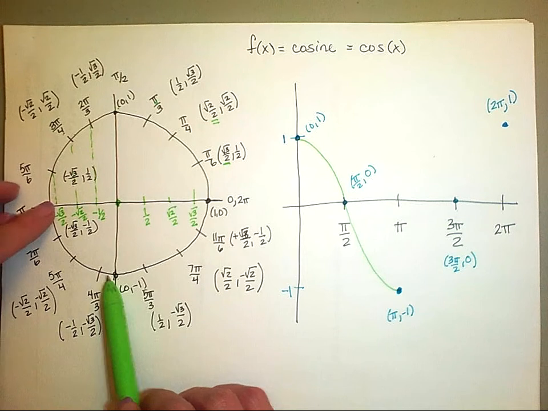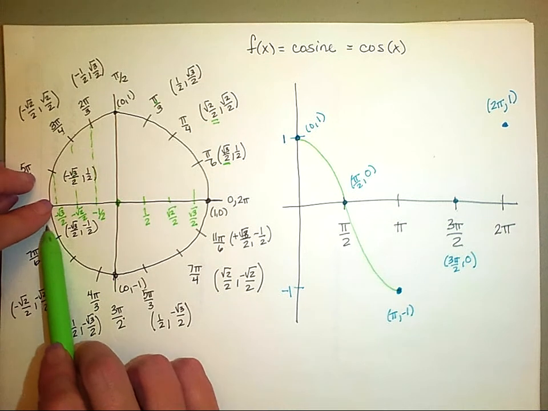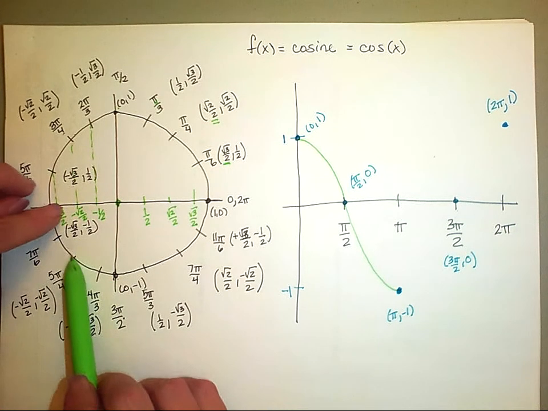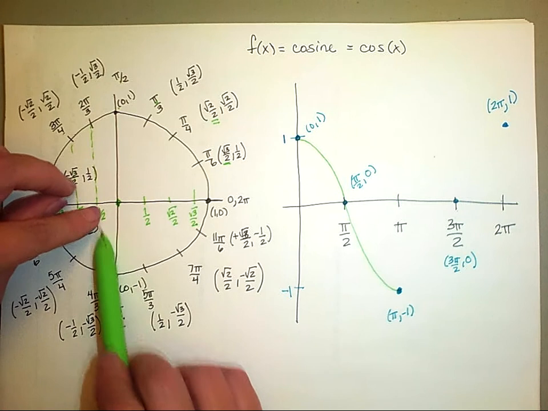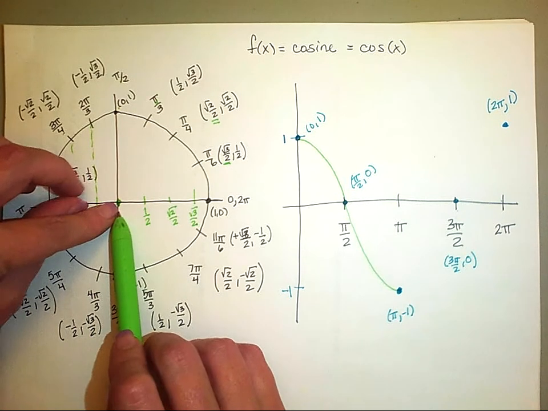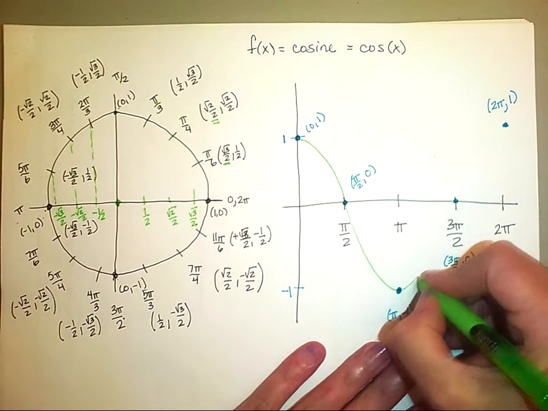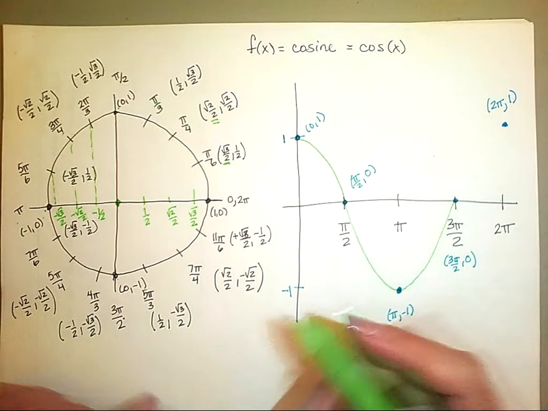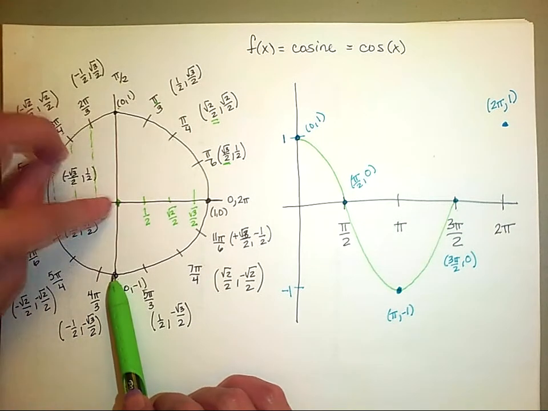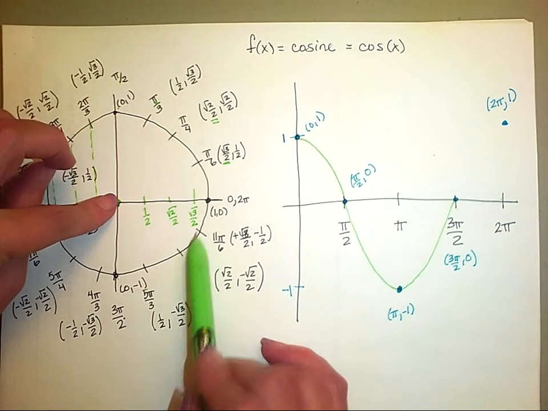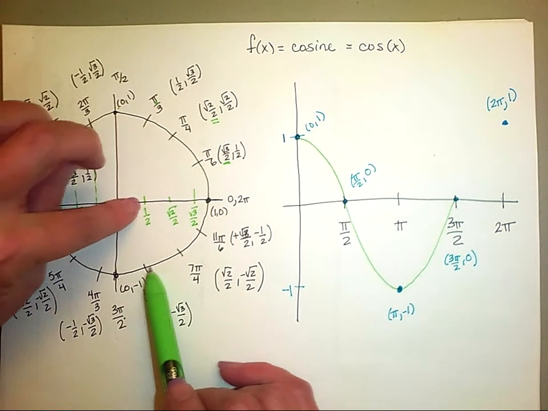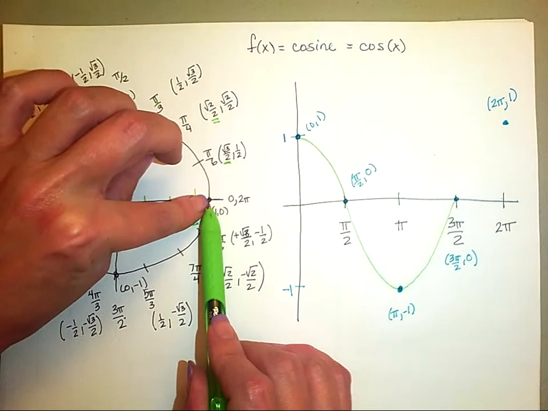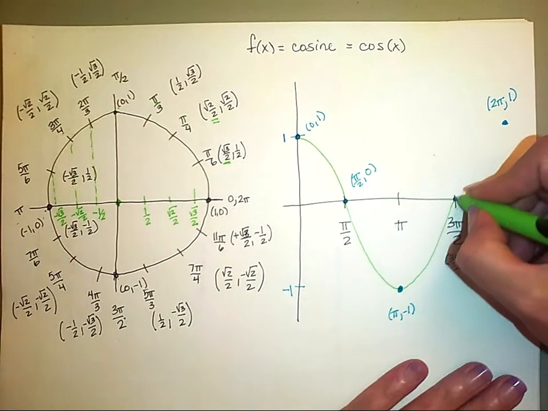As we go from pi to 3 pi over 2, we're working the opposite direction, and the values of cosine are becoming less and less negative until they get to 0. Then from here, we write 0 for the cosine. As we increase, the values of the cosine increase until they get to 1.